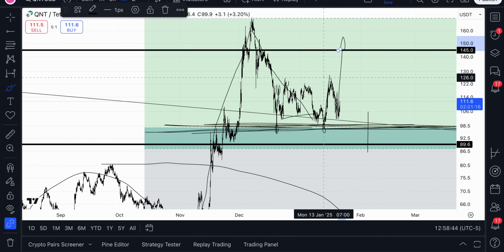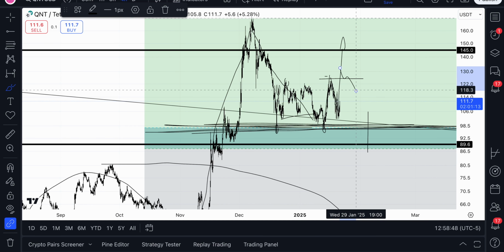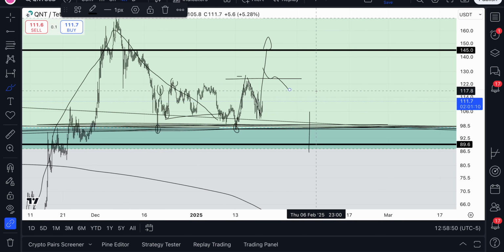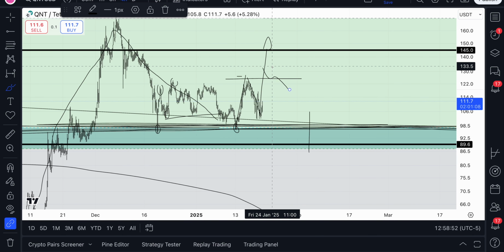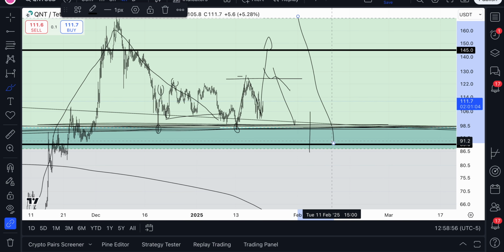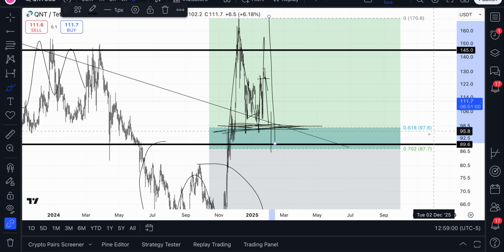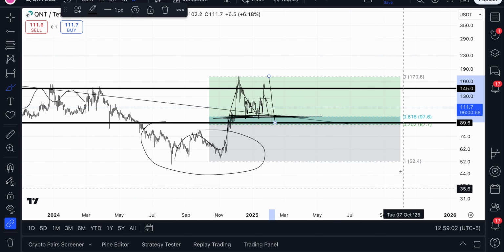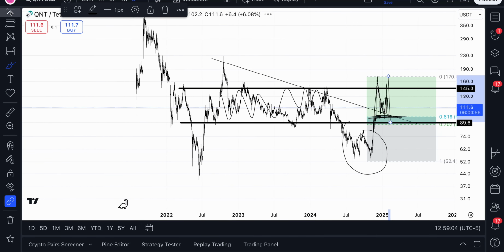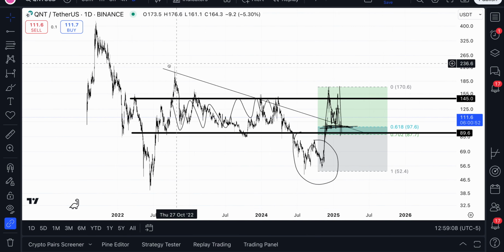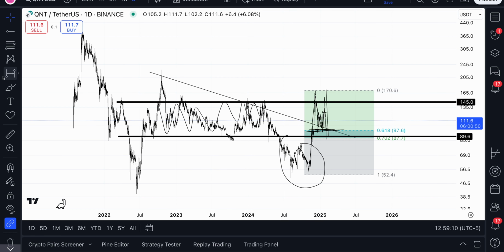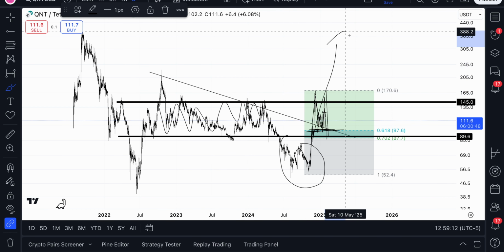Now, I want to see a push above 126 to confirm a change of character and to confirm bullish order flow. Otherwise, be mindful of a scenario in which the 702 gets swept over here at around 89 bucks. At around 87.7 at the 702. But so far, Quant looks good for continuation higher: accumulation, manipulation, and then you have distribution.